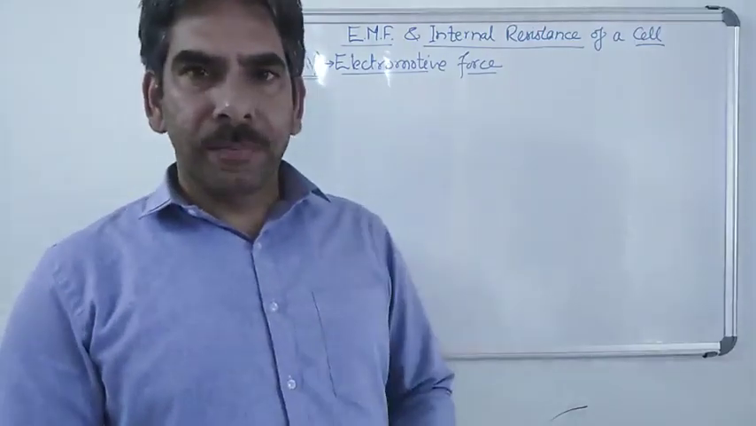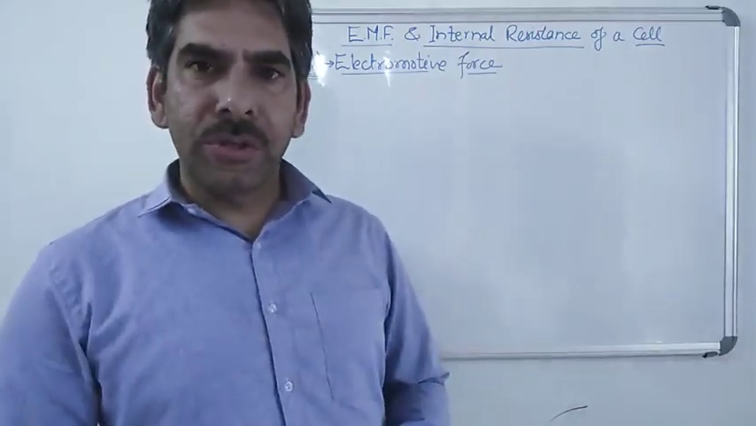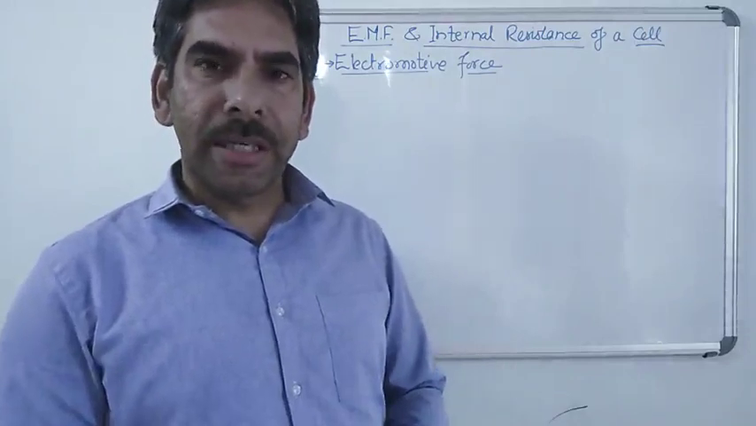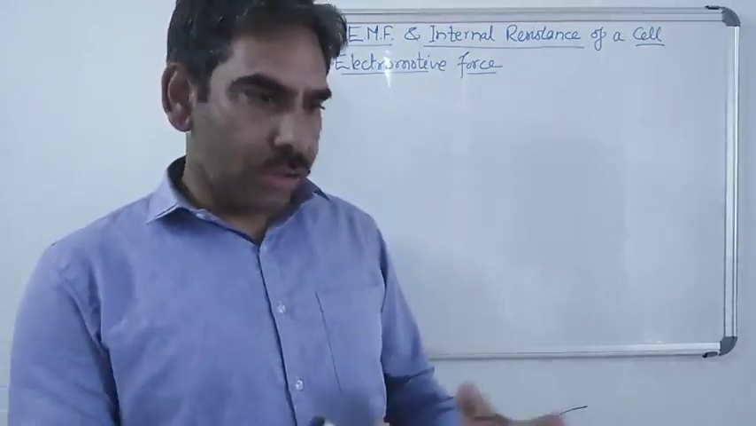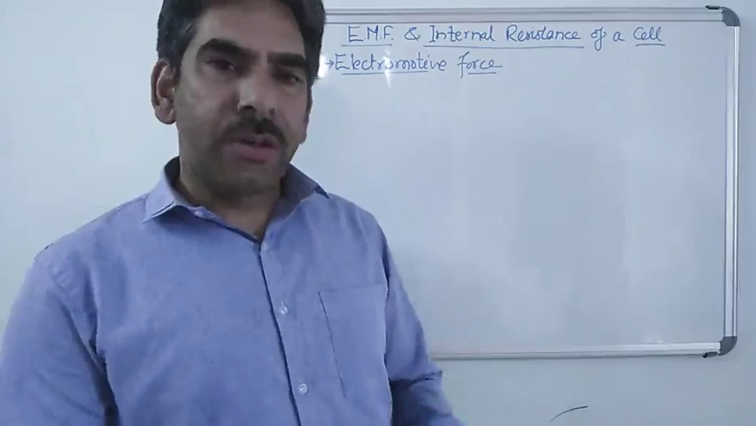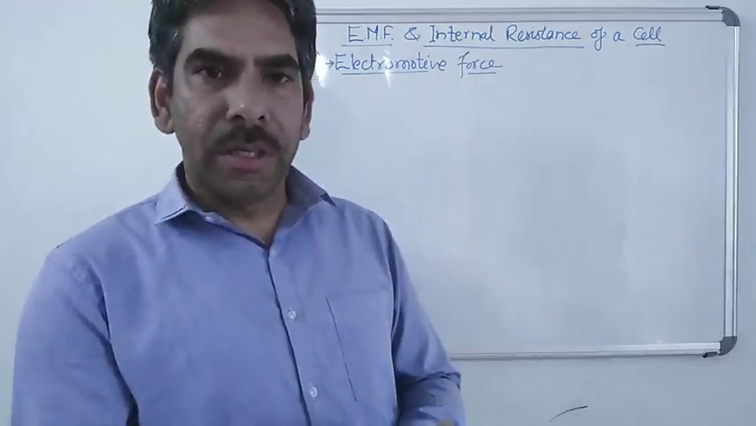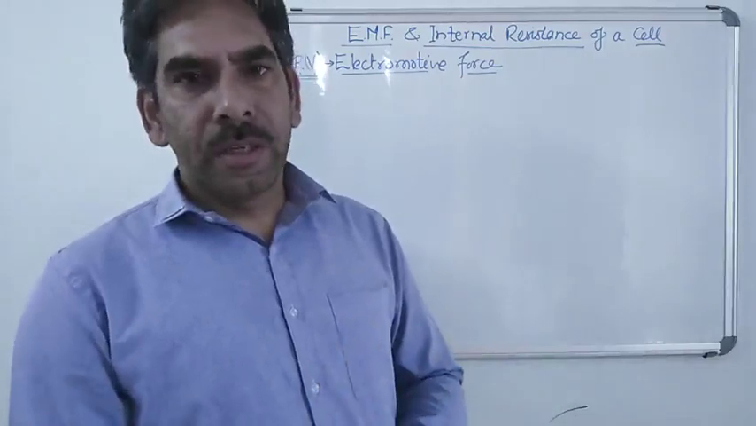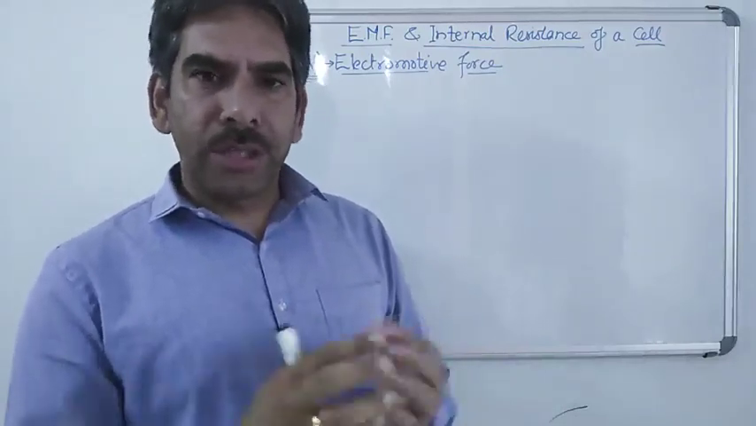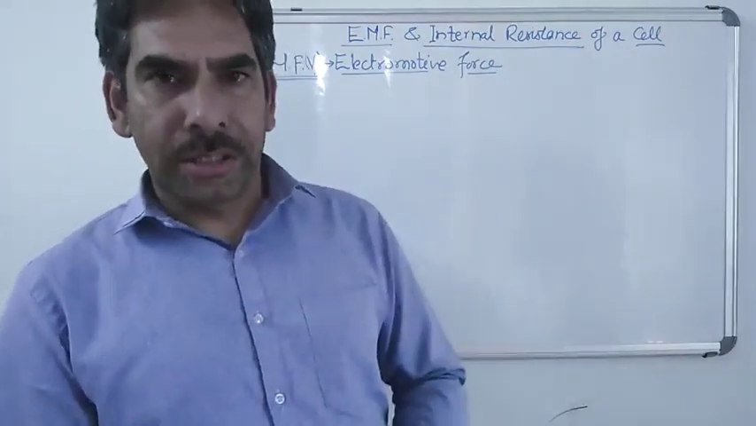So what is a cell? It is a device which is used for applying some electric potential, or which is a source of energy, which when connected in a circuit, for example across a bulb, it glows. So a cell is a device which gives electric energy.